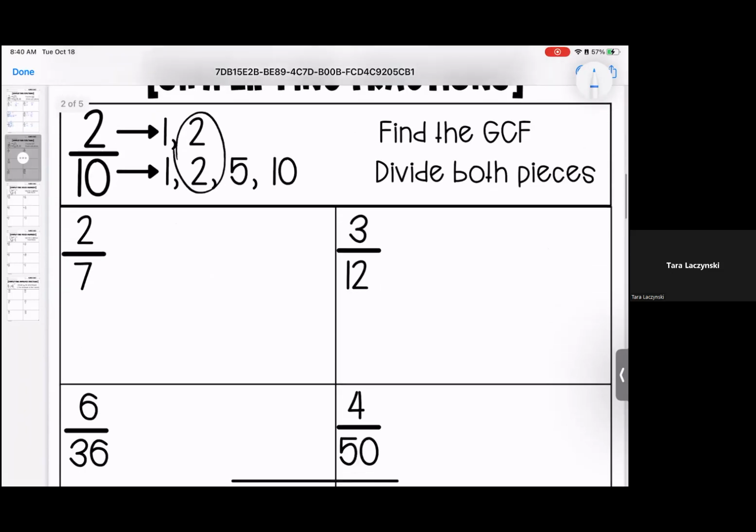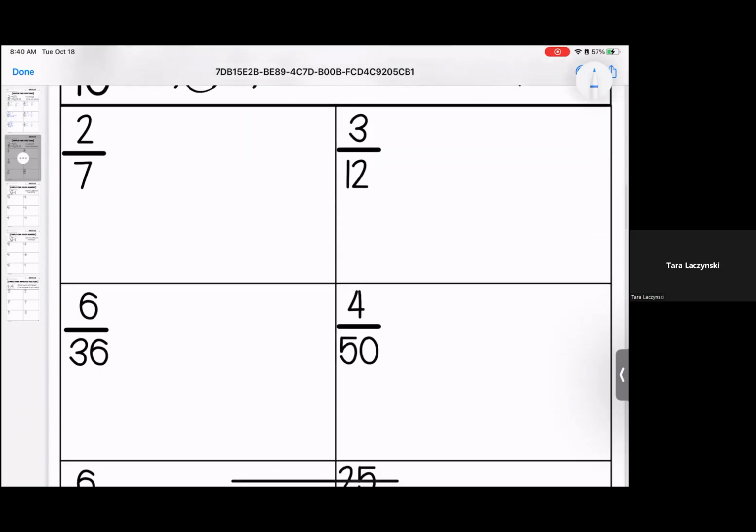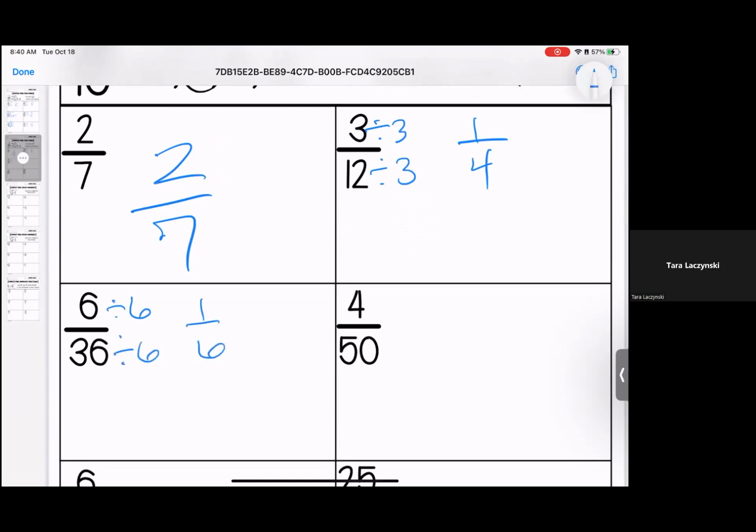Jumping right into our second page. 2 and 7 are prime numbers, which means they're both only divisible by 1. That would be their common factor. This is already in simplest form. 3 and 12, we can divide both of these by 3 and get 1/4. 6 and 36, we can divide both of these by 6 and get 1/6.